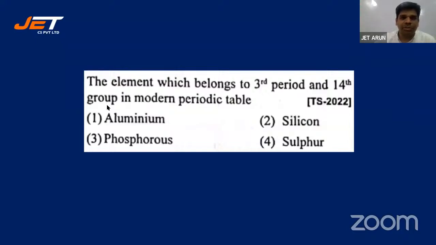The element which belongs to the third period and 14th group in the modern periodic table is aluminium, silicon, phosphorus, sulfur. Which element is in the third period and the 14th group? The element which belongs to the third period and 14th group.